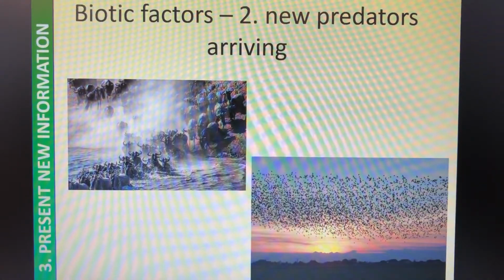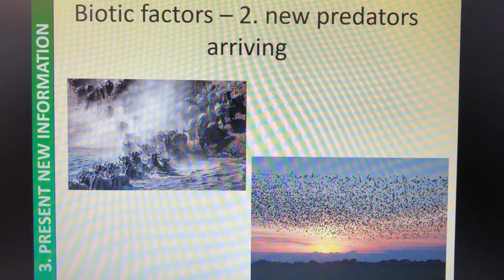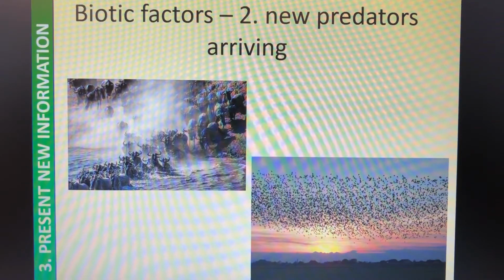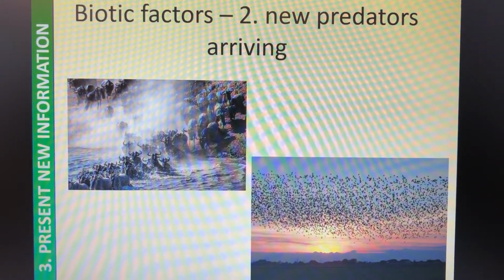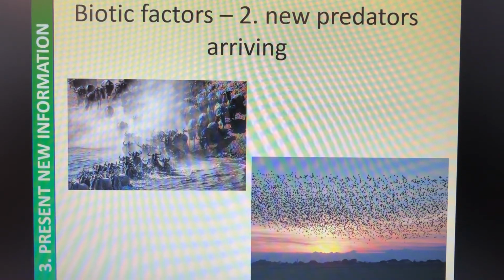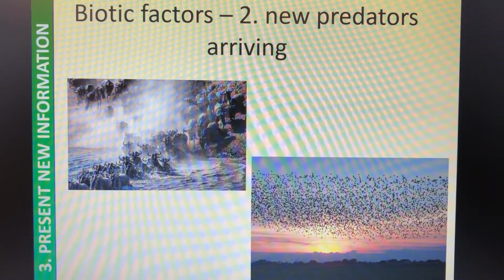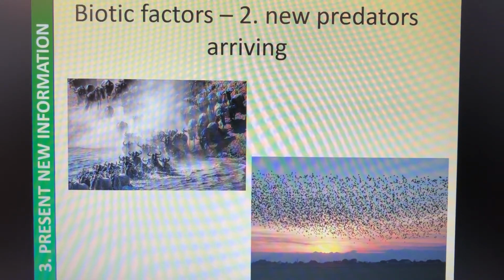Second one is a new predator arriving. So this again goes in with seasonal migration, or it could be that one of those conditions that's meant that a species has to move from one place to another has meant they've arrived in a new area. So we've got the wildebeest migrations here, bird migrations. Obviously when they move to that new area has a massive impact on the ecosystem, on the food webs of the different individuals living in that area.